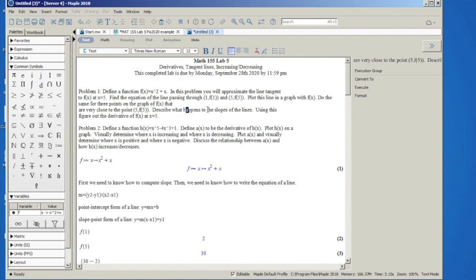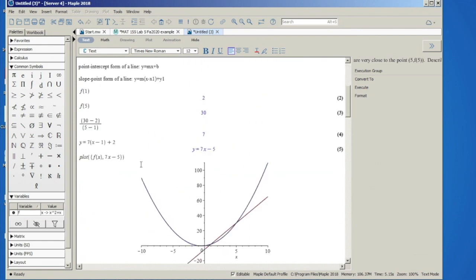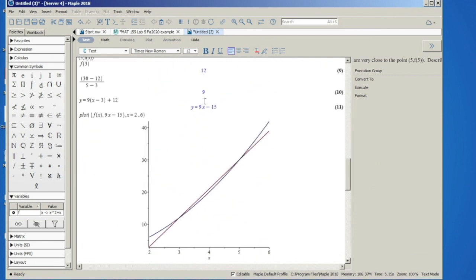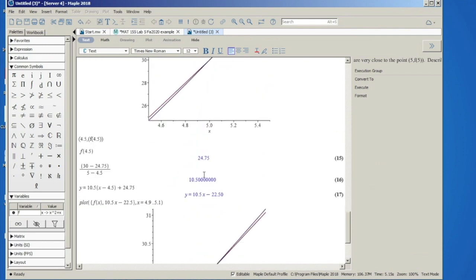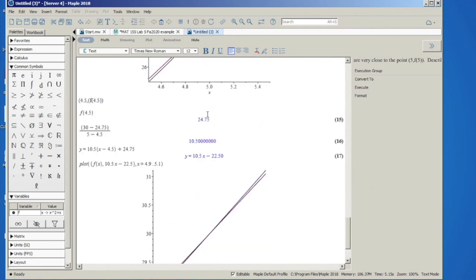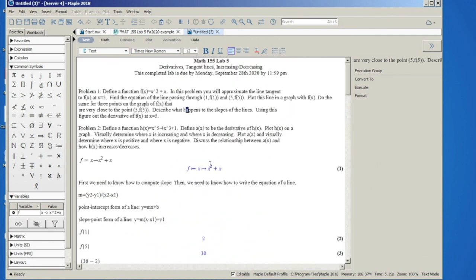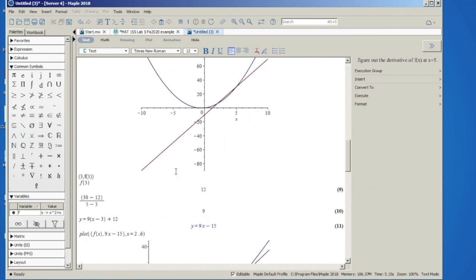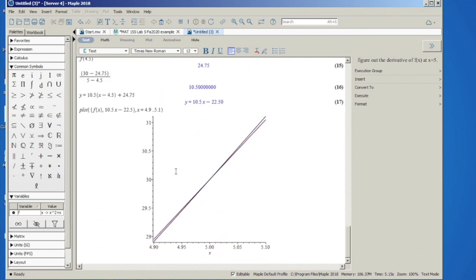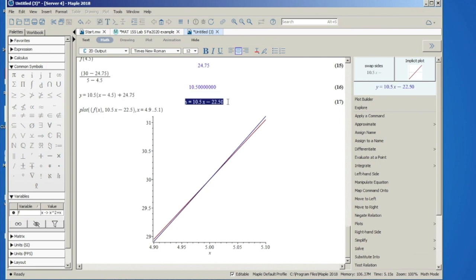Now, I want you to describe what happens to the slope of these lines. So if you notice, we began with a slope of 7, then 8, then 9, then 10, then 10.5. And we are getting very close to a particular number. We're reaching a limit for a particular number. So can you figure out what the derivative of f of x is at x equals 5? Well, it will definitely look very close to this particular equation.